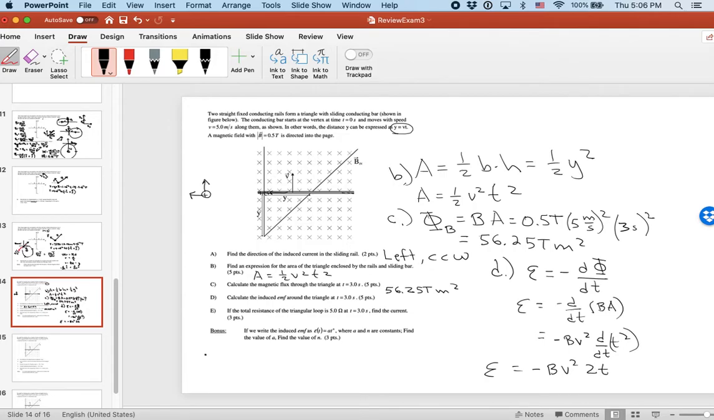And I'll go over here. So E is going to equal 0.5 Tesla, v squared is 5 meters per second squared, times 2 times 3 seconds. And then when we work that out, we get EMF is equal to, and this is a negative, 37.5 volts.